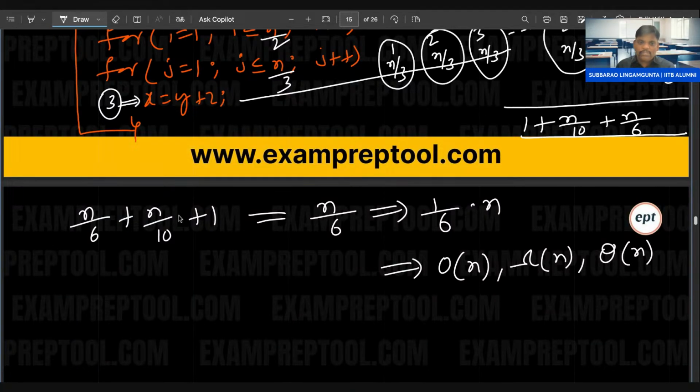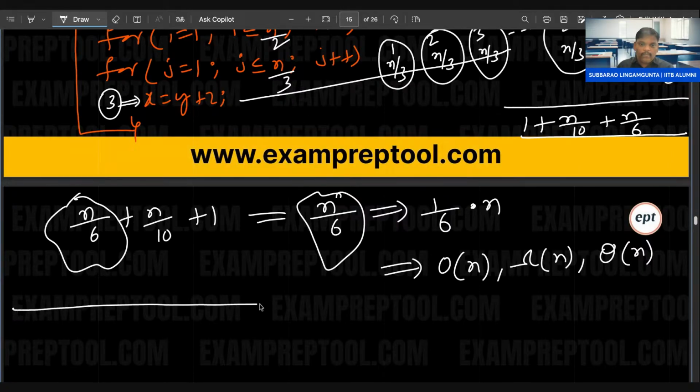So like this, very simple. Whoever is the bigger one, take it. I took 1 by 6 into n. 1 by 6 is a constant, ignore. So n. So the answer is big O of n, omega of n, theta of n. This is problem number 4.